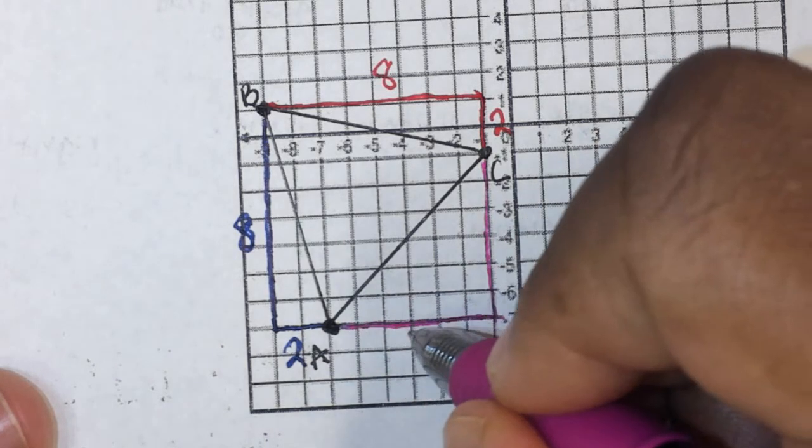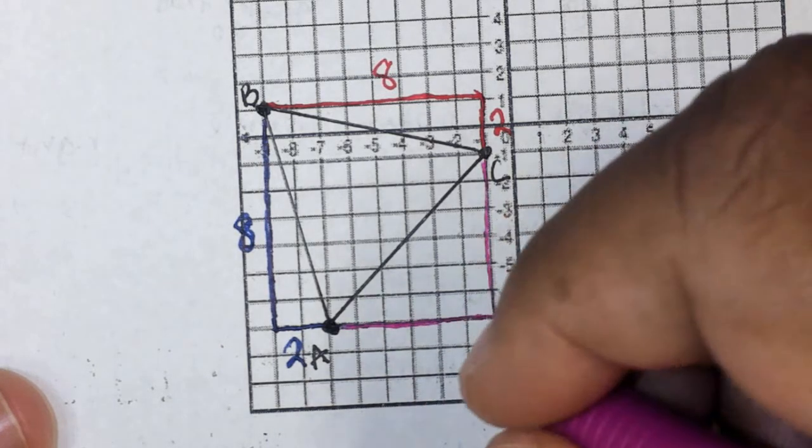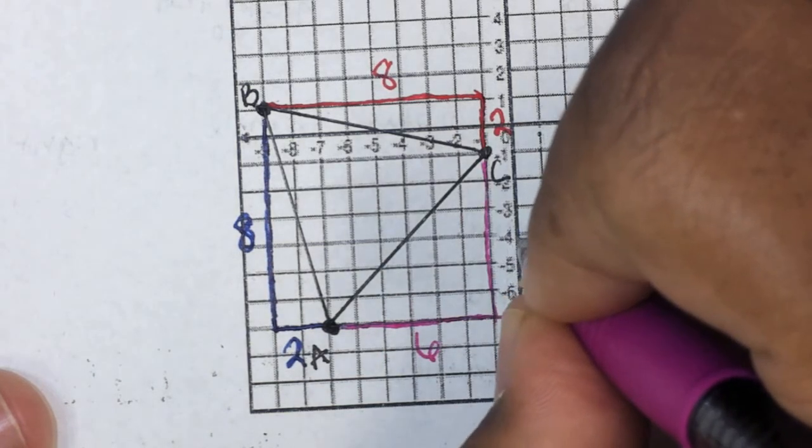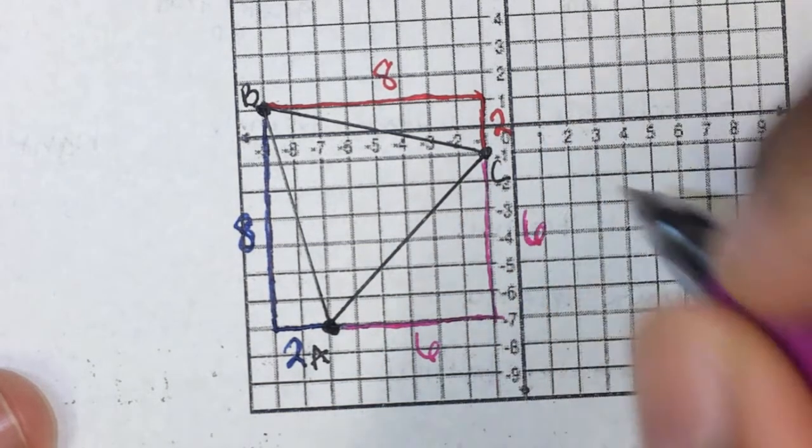Horizontal is 1, 2, 3, 4, 5, what? 6. Oh, don't yell at me. And vertical is 6, 2. Good. I'm glad y'all can move faster than me.